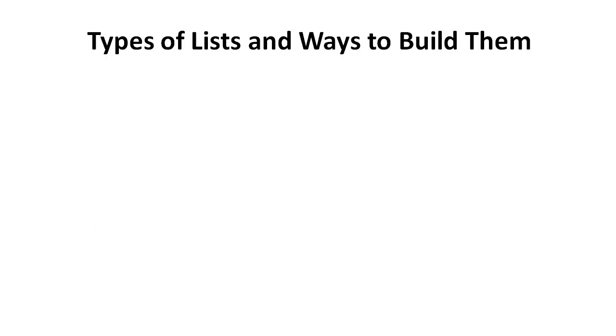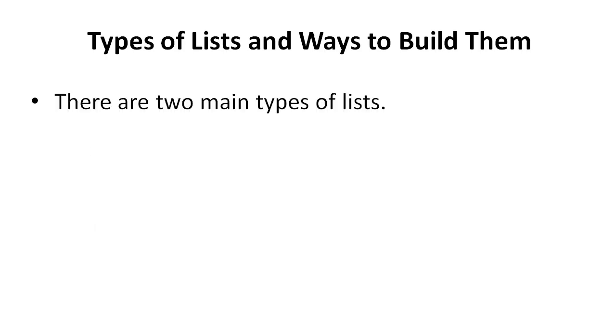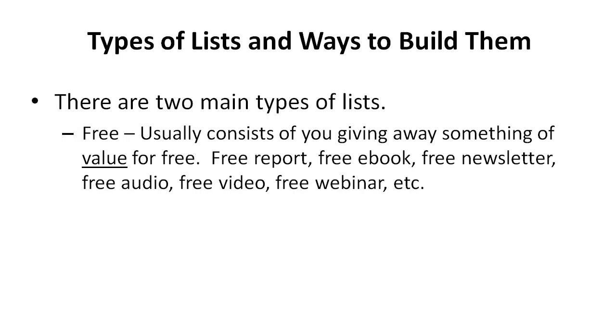Now let me talk about the types of lists and ways to build them. There are two main types of lists. The first list type is a free list. Usually this consists of giving away something for free, something of value, something normally that people are willing to pay for, but they're getting it for free. You can give them a free report, a free ebook, free newsletter, free audio, free video, free webinar, and so forth. But just think of something of value. It has to be something of value that they would actually want.